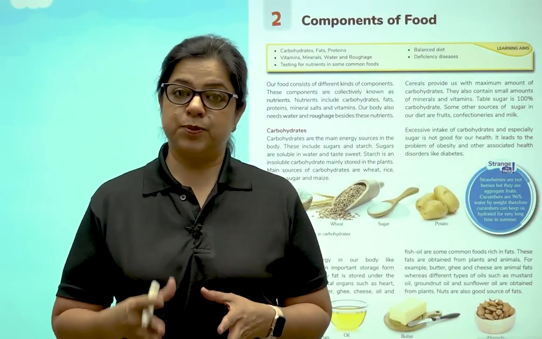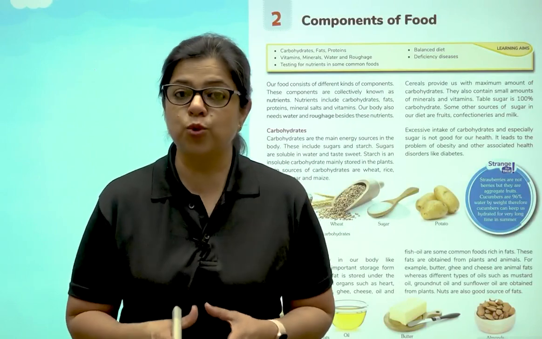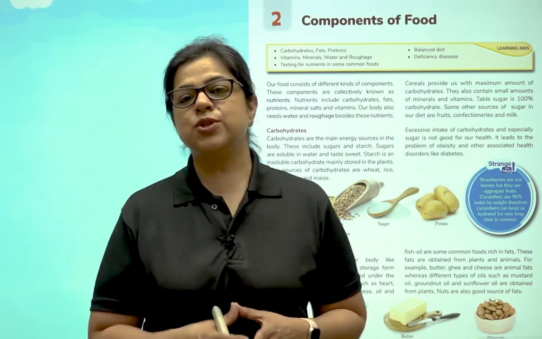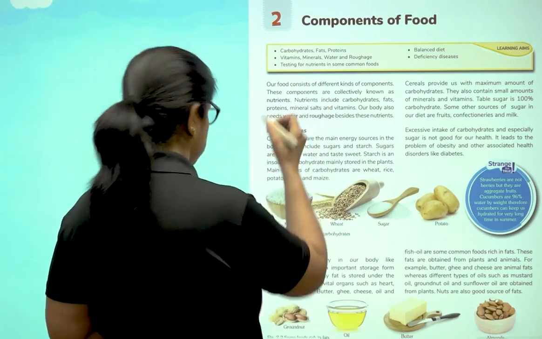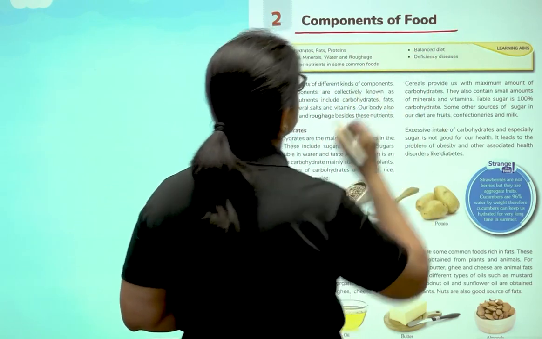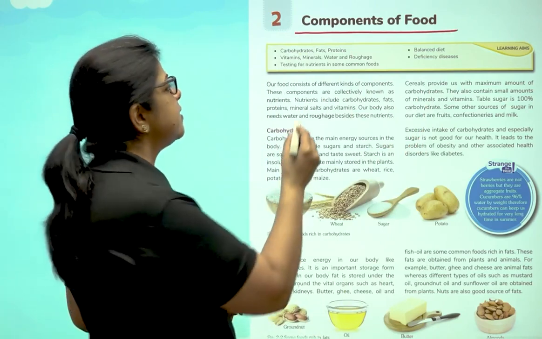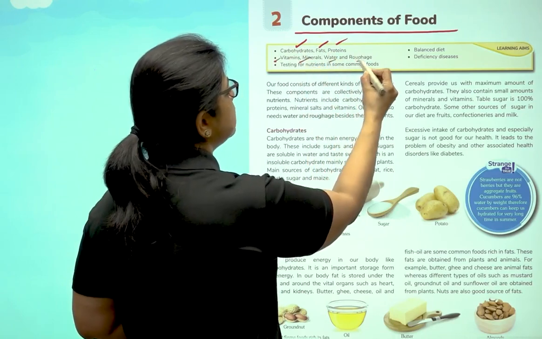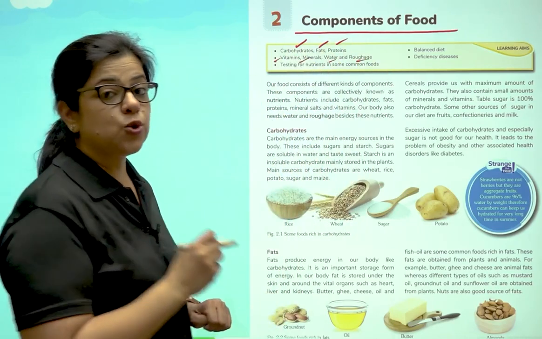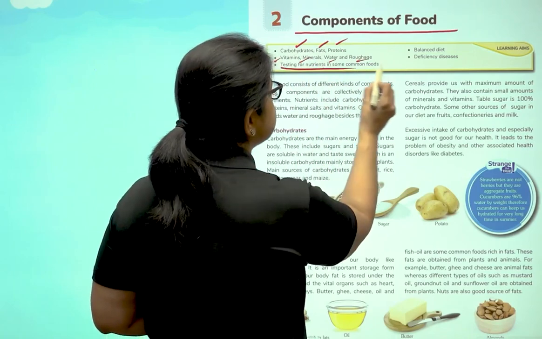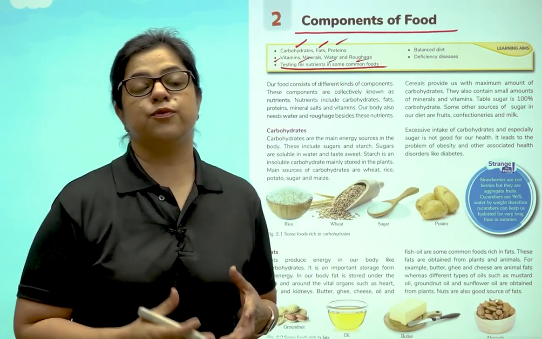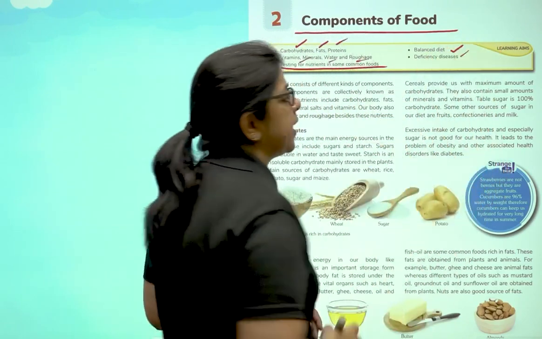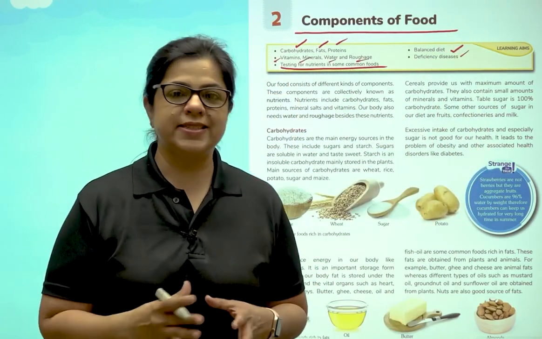So we are going to explore some more aspects of food that we studied in the previous chapter in our previous section. Let us today learn from chapter number 2 about components of food. Let us learn about carbohydrates, fats, proteins, vitamins, minerals, water and roughage. Let us also understand what are the common testing methods for these common foods and what do you mean by a balanced diet and what are deficiency diseases.